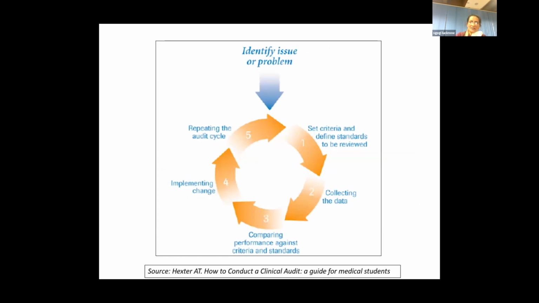So as I said, audit is a cycle. First you identify the issue or problem, then you set the criteria or define the standard, how we should be reviewing that data. Then we start collecting data, we compare our performance against the criteria and standard, and when we identify deficiency, we implement the changes. Then again, the cycle begins.